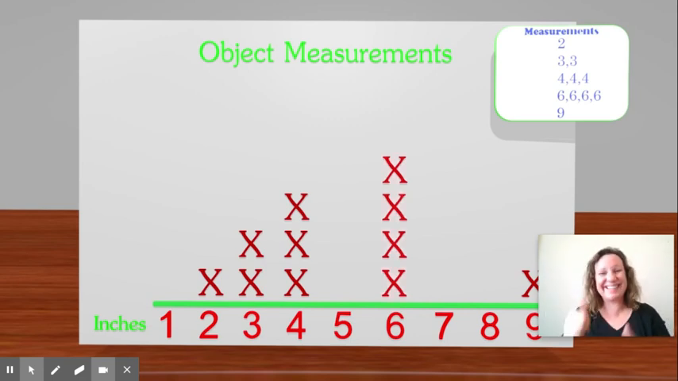Great job! We had 4 items and we can see that in this line plot. We look at the 6 and above the number we see 4 x's, which represent the 4 items that measured 6 inches.